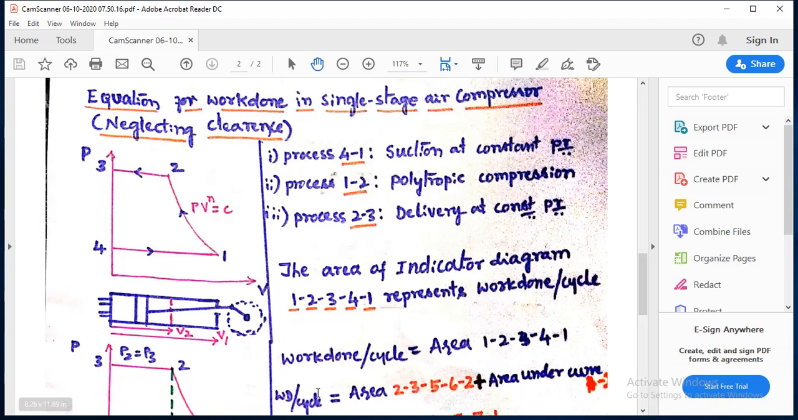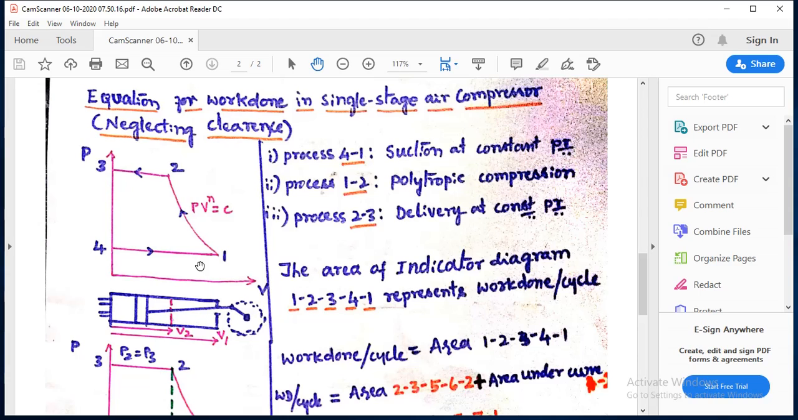Process 4-1 is the suction at constant pressure. Next, the piston travels from the crank end towards the cover end, and as it travels, the air pressure goes on increasing. As soon as the pressure increases above the pressure outside the cylinder, the inlet valve will be closed. Now both the valves are in the closed position, and hence the pressure rise takes place very rapidly.